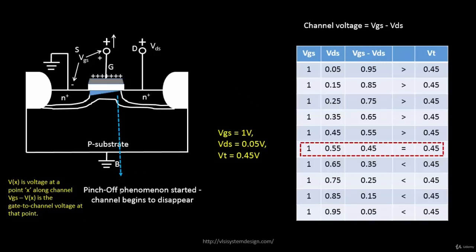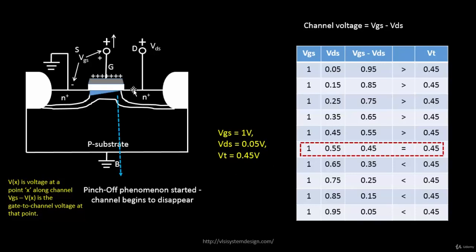This phenomenon has just started, and as a result your channel begins to disappear. But what does that mean? Does that mean the current stops flowing? No, that doesn't mean that. I'll come to that point in some time. You still have a potential difference from this point to this point, so there will be a current flow, but the linearity of the current flow will change starting from this point. I'll come to the models for the drain current after this. But let's try to conclude this part.